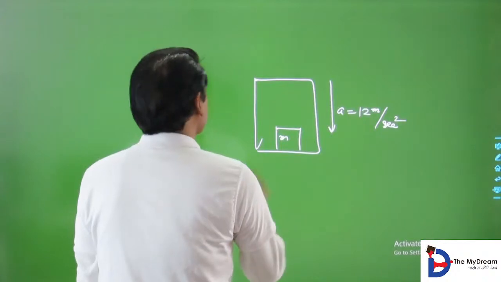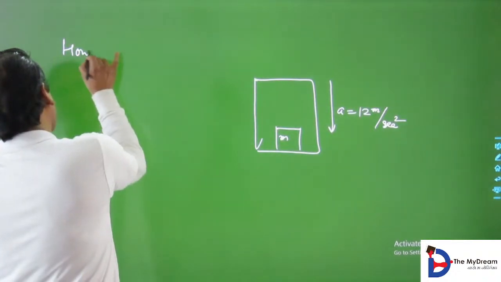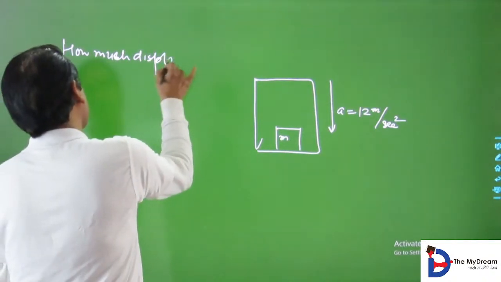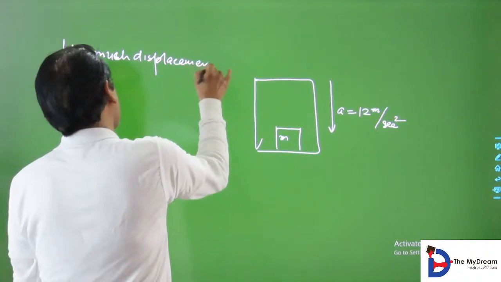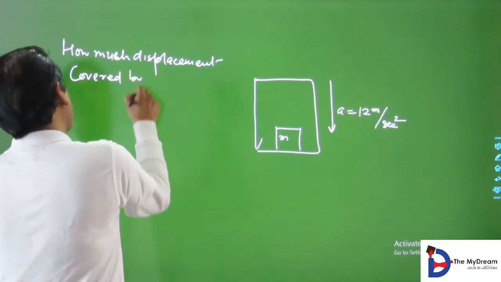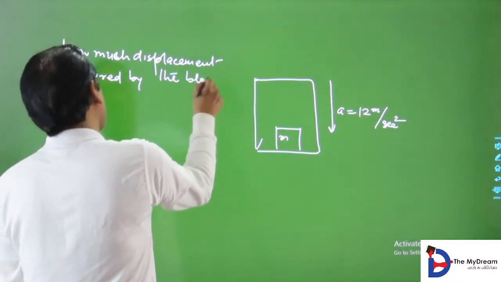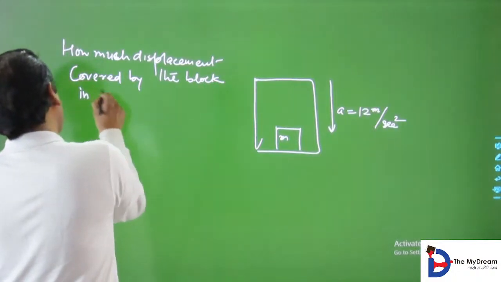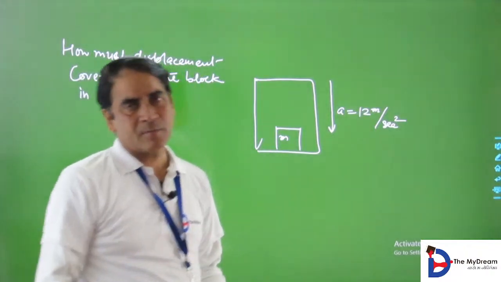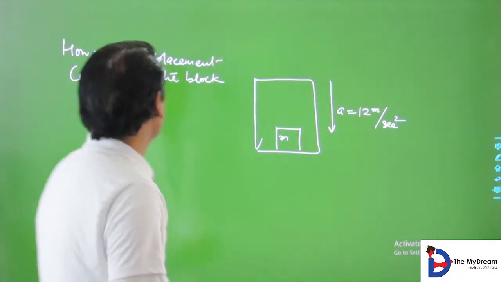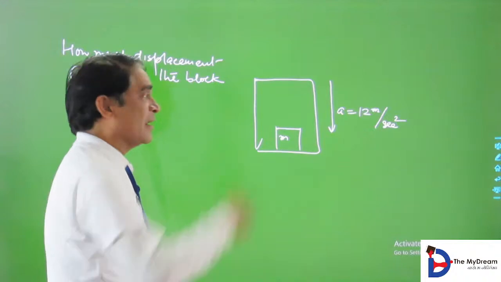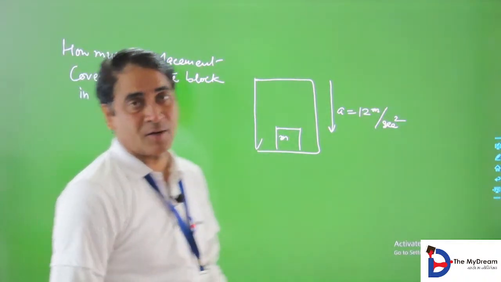How much displacement is covered by the block in 2 seconds? How much displacement is covered by that block, which is in the lift, and the lift is moving downward with an acceleration of 12 meter per second squared.